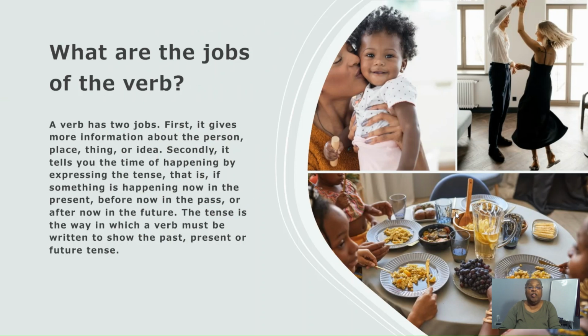Now, what are the jobs of the verbs? A verb has two jobs. First, it gives more information about the person, place, or thing. Secondly, it tells you the time of happening by expressing the tense. That is, if something is happening now in the present, before now in the past, or after now in the future. The tense is the way in which a verb must be written to show the past, present, or future tense.